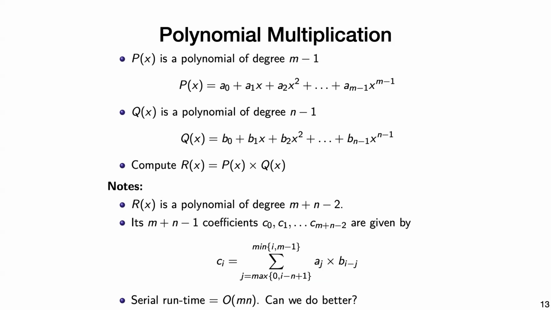And this is how you get the coefficient in C sub 1. You can think of it as A is going up, B is going down, and those are the things that will share the same power, and so their coefficients will get added together. And the serial runtime is order m times n, because there are m terms up here, n terms up there, and you just multiply each one of them one at a time. And we have this closed form of the coefficient.